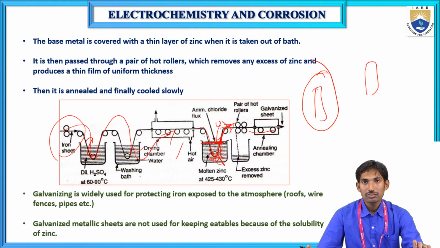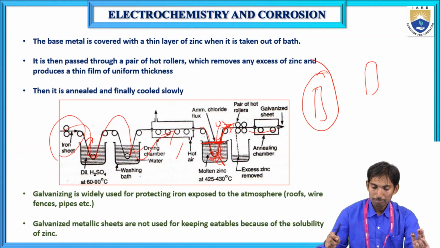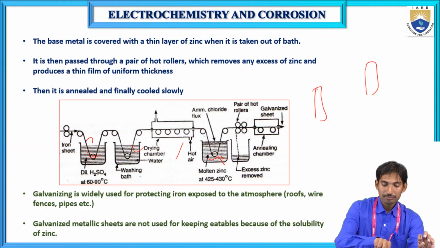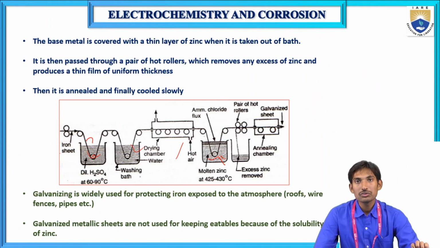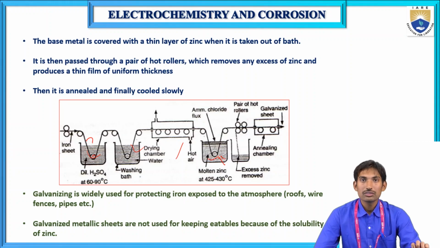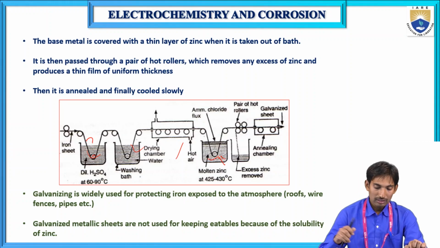In galvanization, what are we doing? In the first step, we are doing pickling. What is pickling? Pickling is nothing but cleaning our base metal by using dilute H2SO4 at 60 to 90 degrees centigrade. What is the purpose of pickling? In the pickling process, we can remove any dirt, oil, or grease impurities present on our base metal. Then after pickling, what do we have to do?